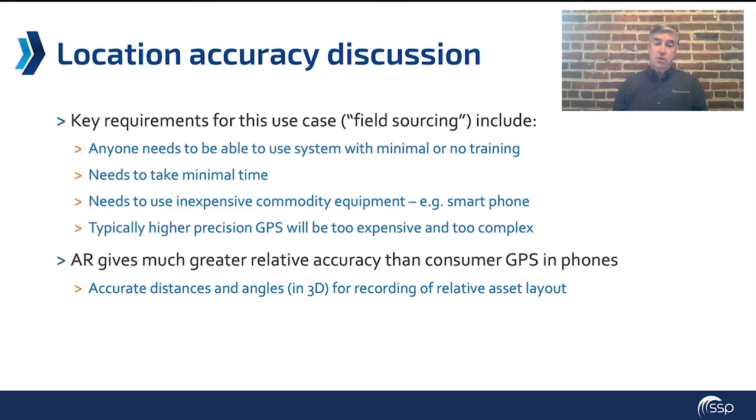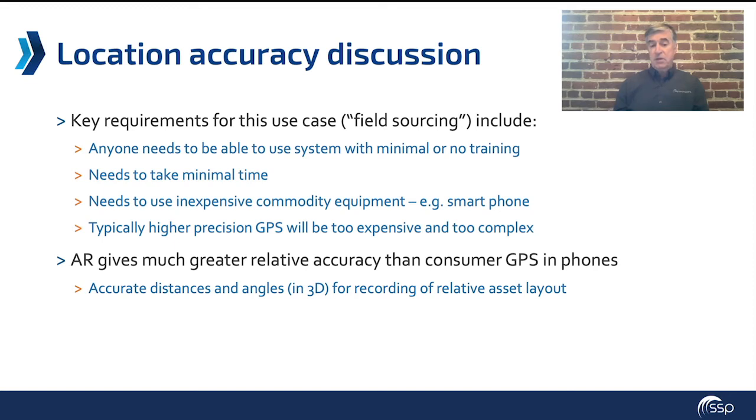So just briefly to reiterate, in this use case with field sourcing, it's really important that anyone can use the system with minimal or no training. It needs to take them minimal time, and it needs to use, on the whole, inexpensive commodity equipment. If you've got hundreds or thousands of field workers, you can't give them all specialised surveying equipment. So higher precision GPS on the whole will be too expensive and too complex for this particular scenario and user base, although there could be places for its use in specific circumstances.